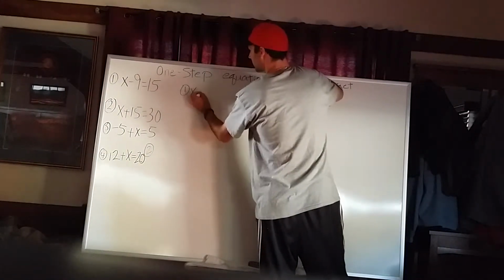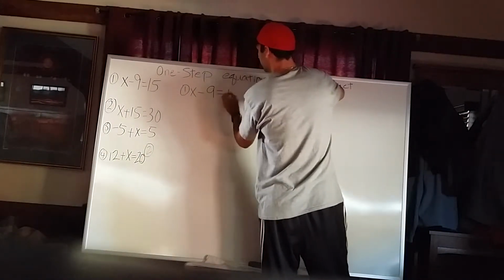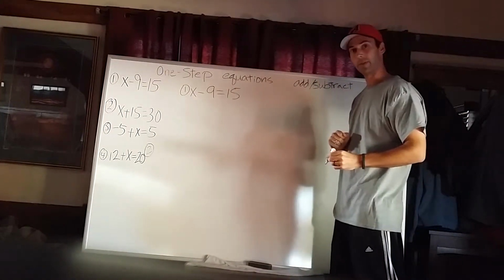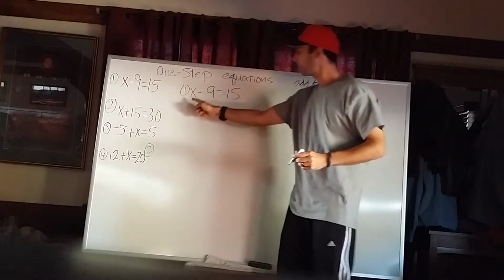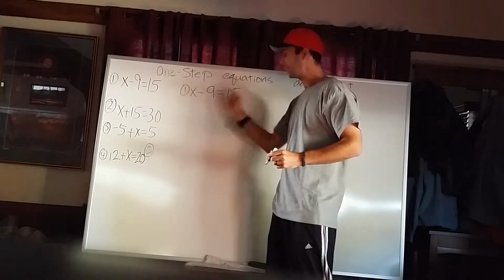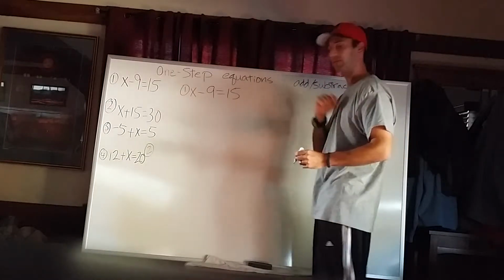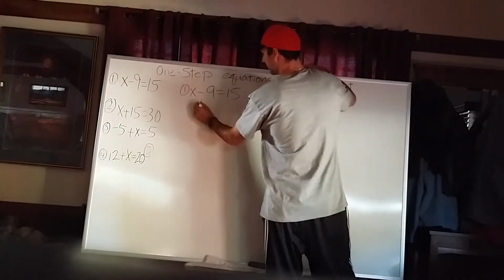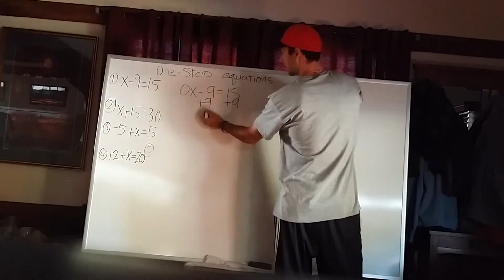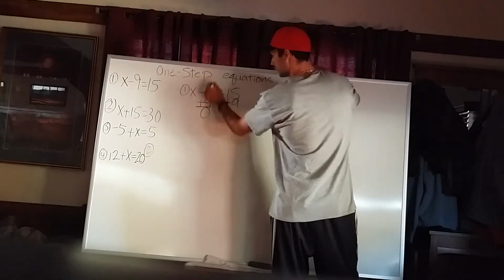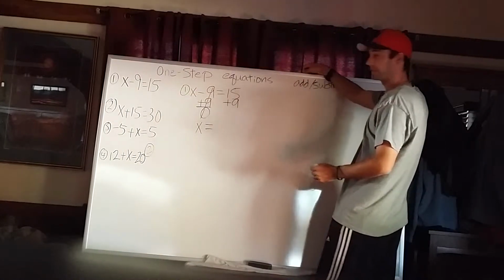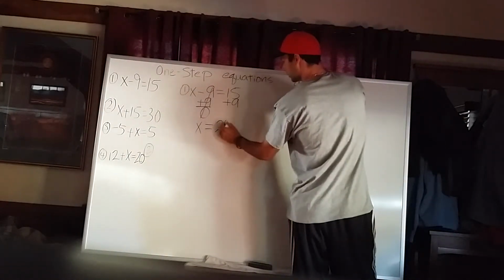First one, x minus 9 equals 15. Remember, it should only take one step if it's a one-step equation. We want to get our variable by itself by eliminating everything next to the variable. We have a minus 9, the opposite of minus 9 or negative 9 is plus 9. Negative 9 plus 9 gives us 0, so we can eliminate it. And x equals 15 plus 9, or x equals 24.